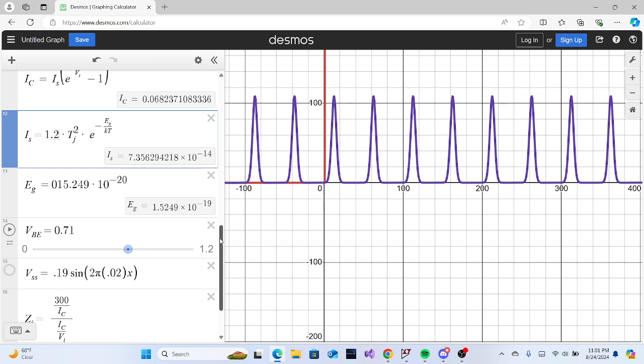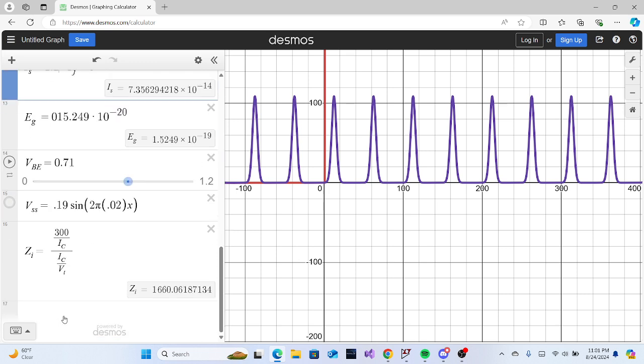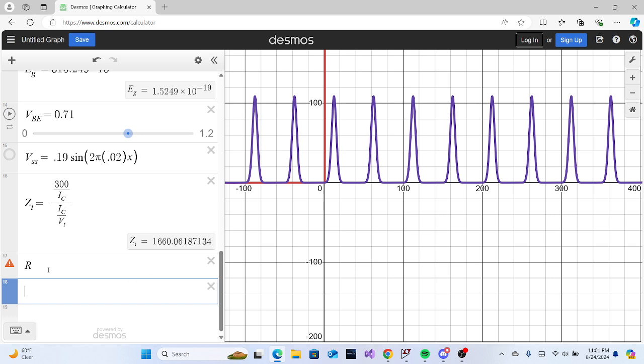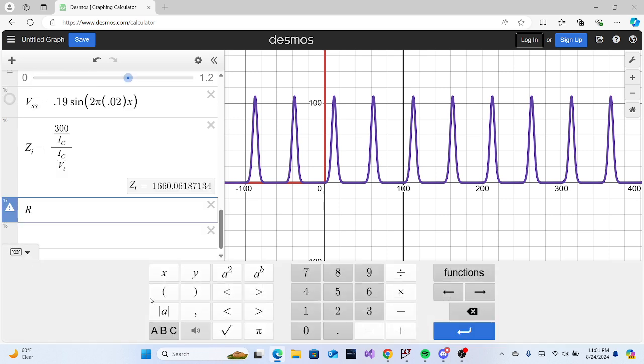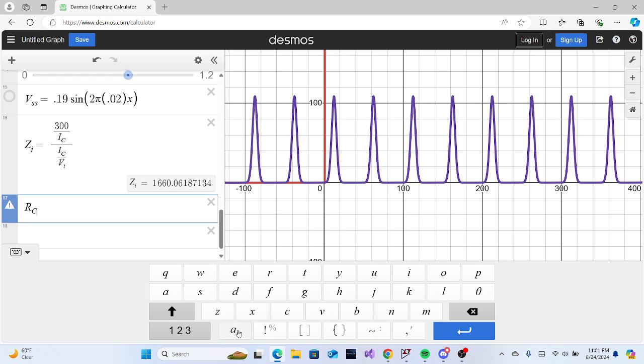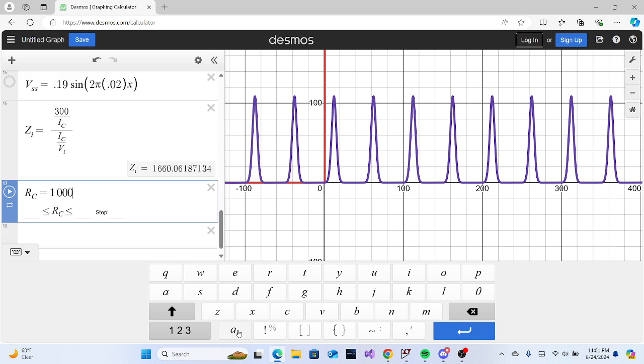So, what if we could put an RC in here? So R collector. Here's how you do sub. R collector equals 1,000 ohms. We'll see.